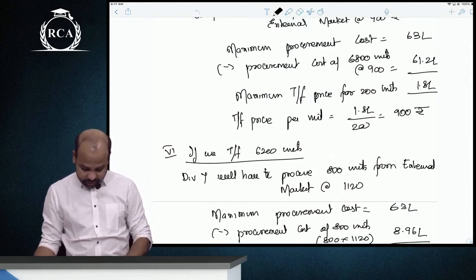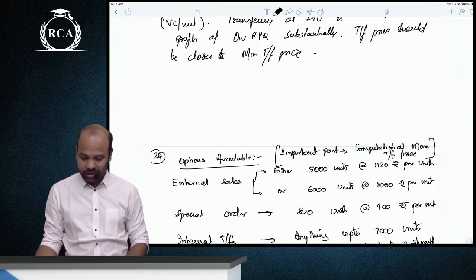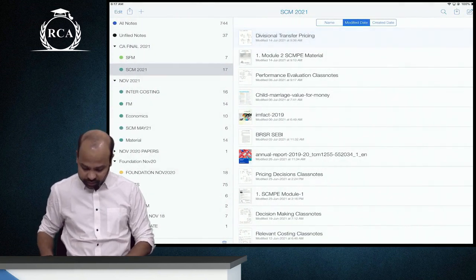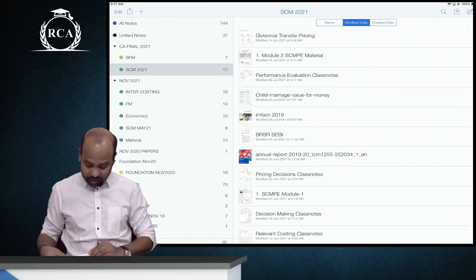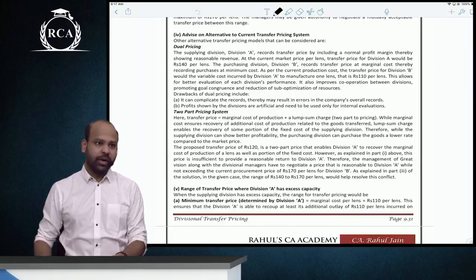We ended the previous class with question number 24, guys. Now we will start question number 25. Let us finish question number 25, 26, and then come to the other questions. Question number 25, guys, now.